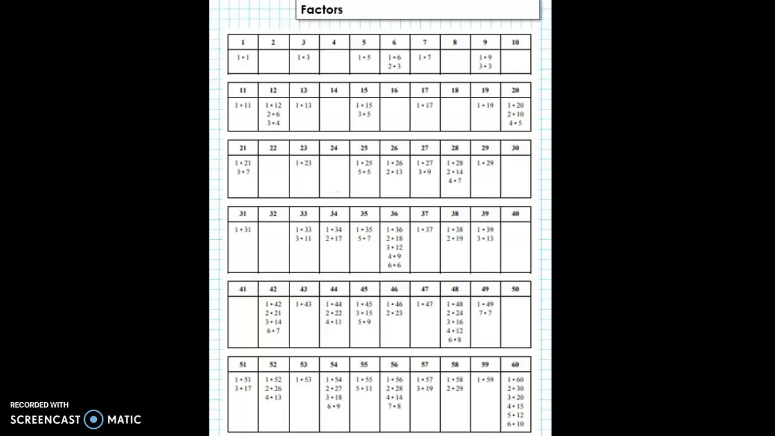Now go on and fill in this factor chart with all of the missing factors. Many of them are already given for you. The ones that are blank, please find all the factors and write them in.